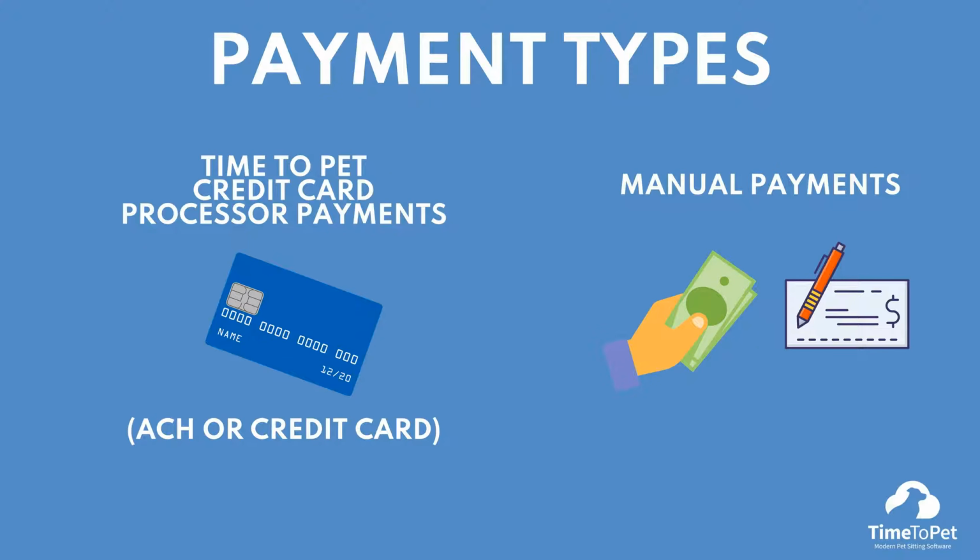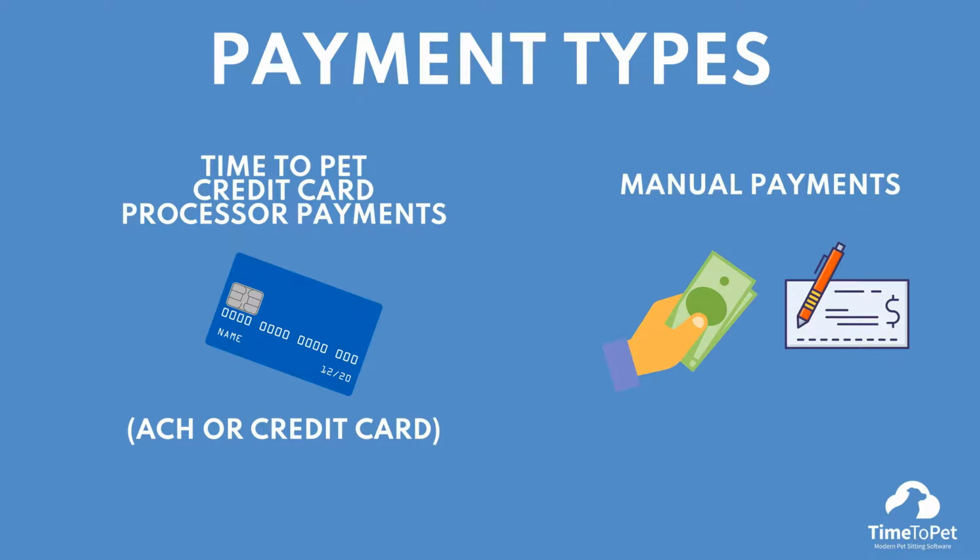There are two types of payments in Time to Pet. The first is payments made through one of our credit card processors. The second is a manual payment. Manual payments are any time a client pays you outside of Time to Pet, and you'll be manually marking an invoice as paid, either one by one or by using our bulk invoicing tool.